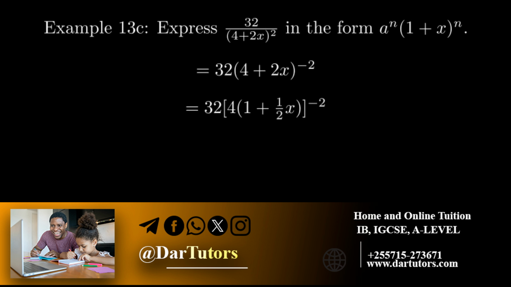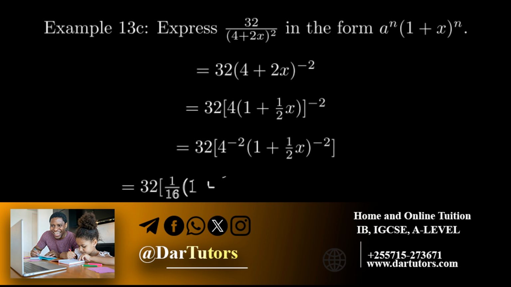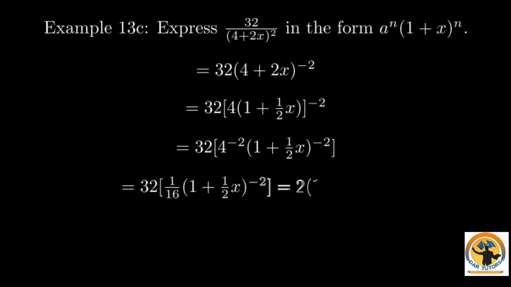Next we apply the power of negative 2 to both factors inside the square brackets. This results in 32 times 4^(-2) times (1 + 1/2 x)^(-2). Finally, we simplify the numerical part. 4^(-2) is 1 over 4 squared, which is 1/16. So we have 32 times 1/16, which simplifies to 2. Our final expression is 2 times (1 + 1/2 x)^(-2).